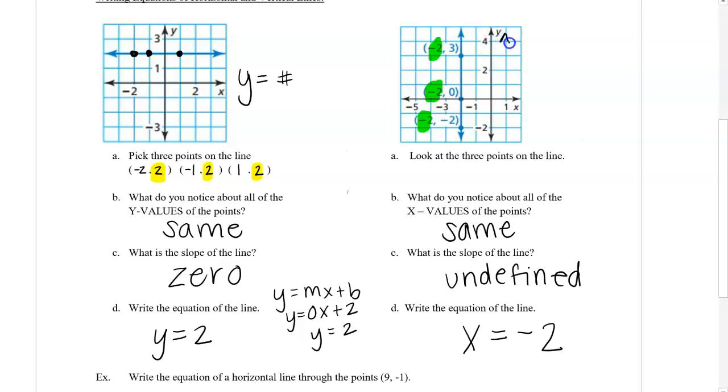If I were to graph another vertical line here, all of these x values are 1. So this equation would be x equals 1 because all of the x values are 1. So a vertical line will always be in the form x equals the number of the x values of every point on that line.